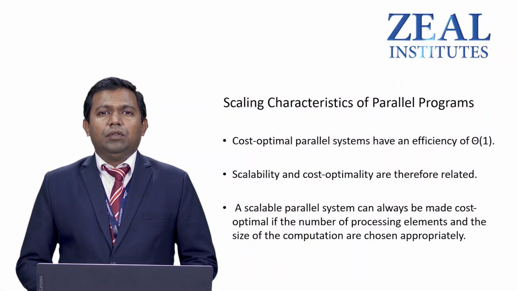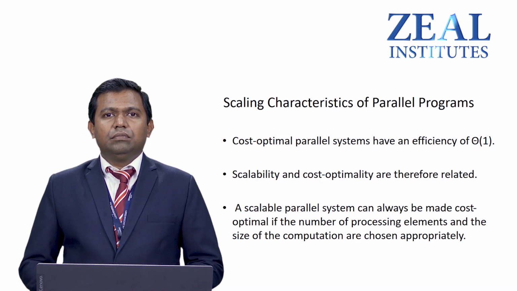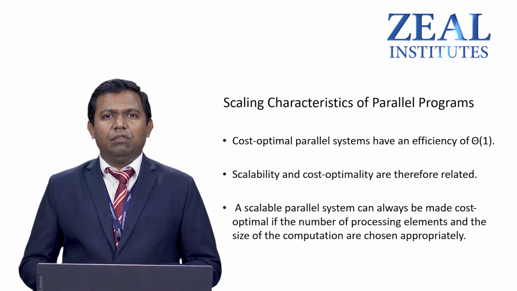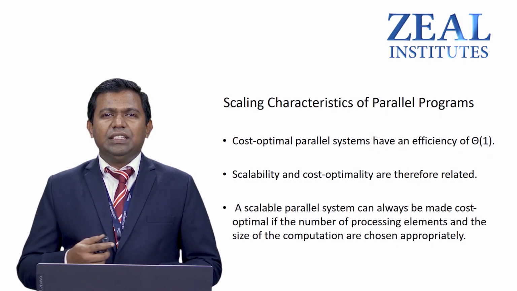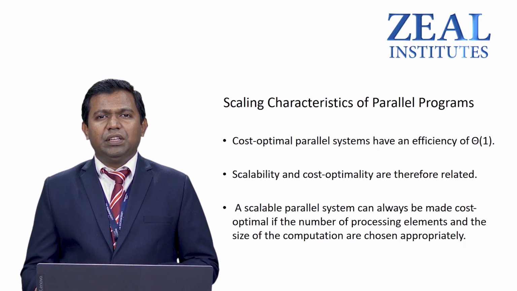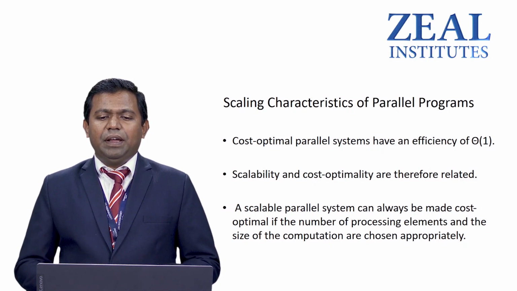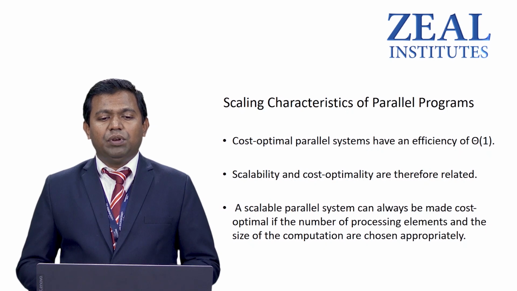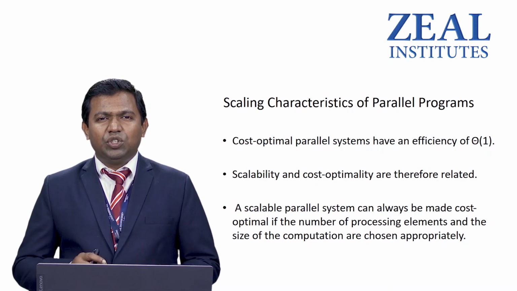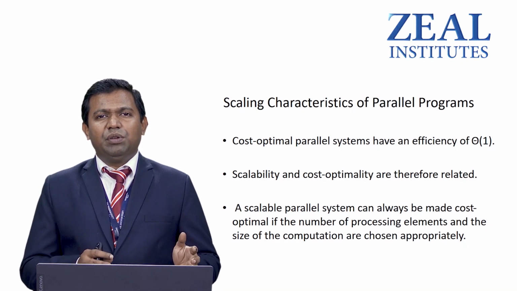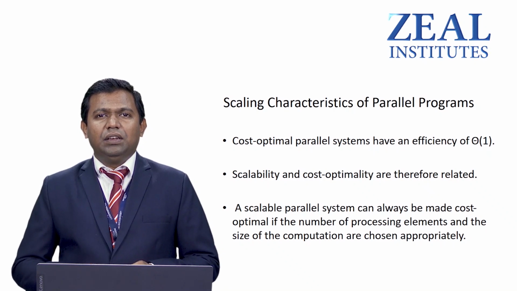Welcome back. We'll continue our topic of scalability. As we have already seen, a cost optimal parallel system has an efficiency of theta 1. So we can easily say over here that scalability and cost optimality are both related to each other. When you're talking about a scalable parallel system, it can always be made cost optimal if your number of processing elements and the size of the computation are chosen appropriately, and this stands true when you have a varied problem size on your varied parallel systems.